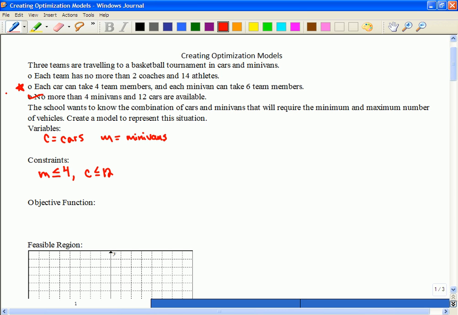Can anybody describe what that says? It says each car can take 4 team members and each minivan can take 6 team members. So use the variables M and C. Can you write up something for that? Yes, C is less than or equal to 4, or like car seat for car seat. And then M is less than or equal to 6. Okay, I'm wrong.